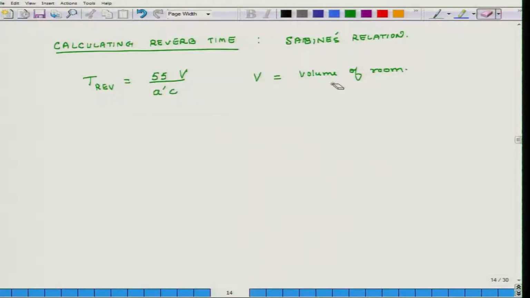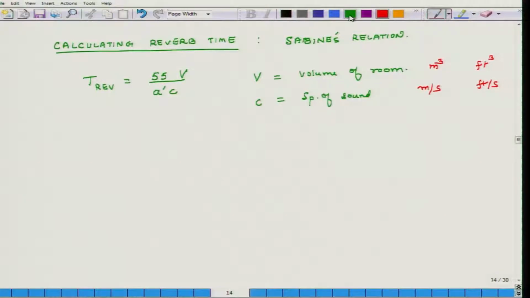Okay. So, V is the volume of the room, and I can give that volume in meter cube. I can use this formula either in the foot-pound system or in the SI system. If I am in the SI system, then I have to record volume in cubic meters, or in the British system I have to do it in cubic feet. The second thing is C. C is the speed of sound, and this is either in meters per second or in feet per second.